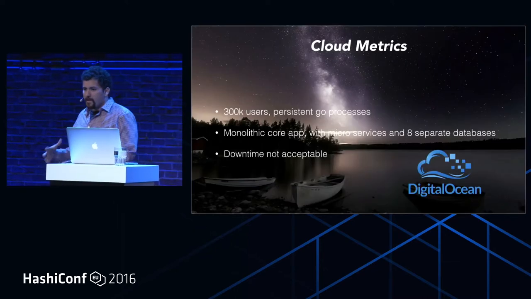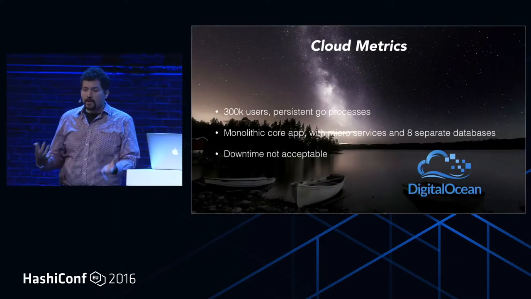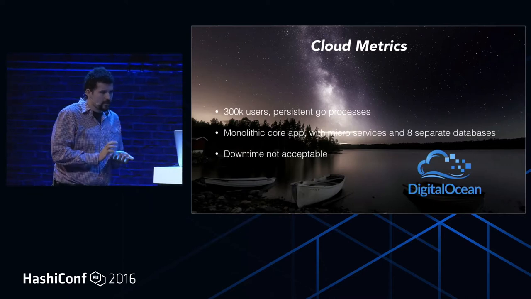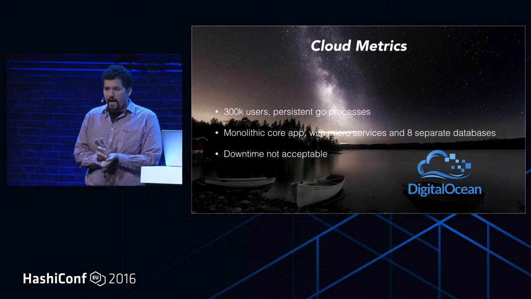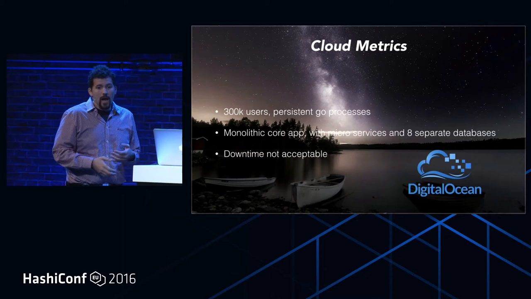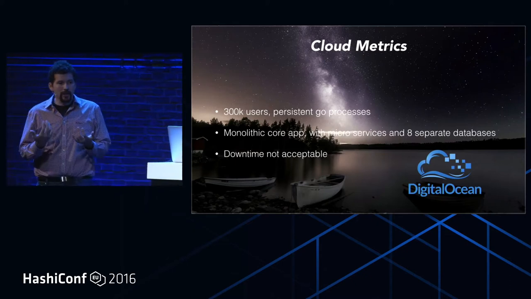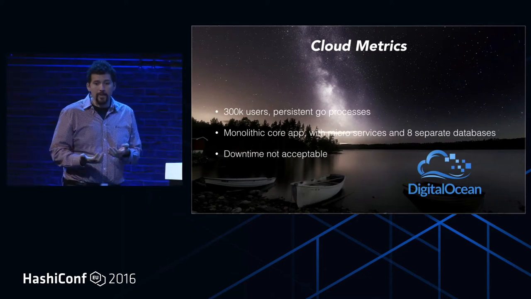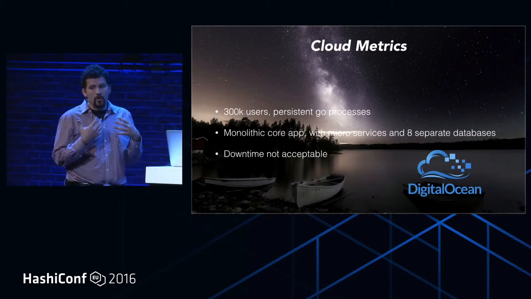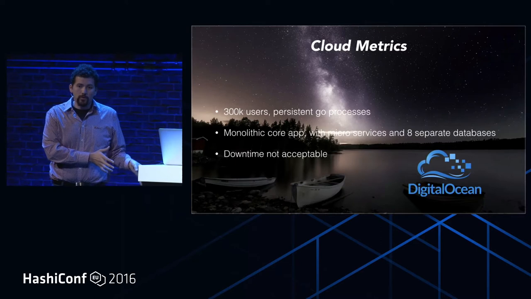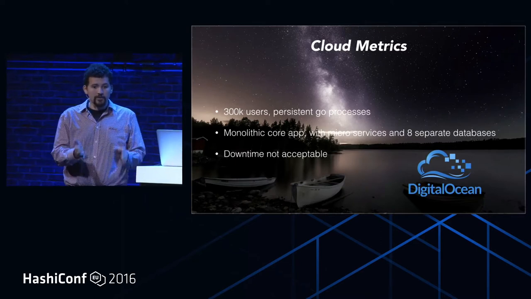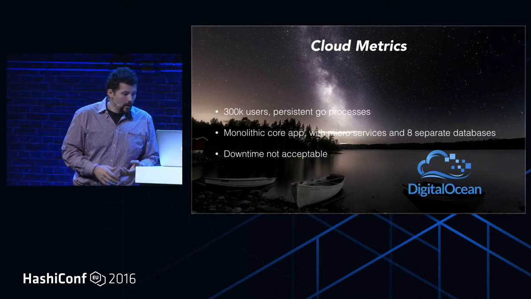So the application that I work on is the Cloud Metrics Project. Basically, we have millions of virtual machines that are deployed on our cloud. And for each of these virtual machines, we collect 40 to 100 different metrics. And we have to be able to give these to the users. Now, these metrics are stored in applications that are local to each data center. So if a single data center goes out, you don't lose the metrics from the other data centers.